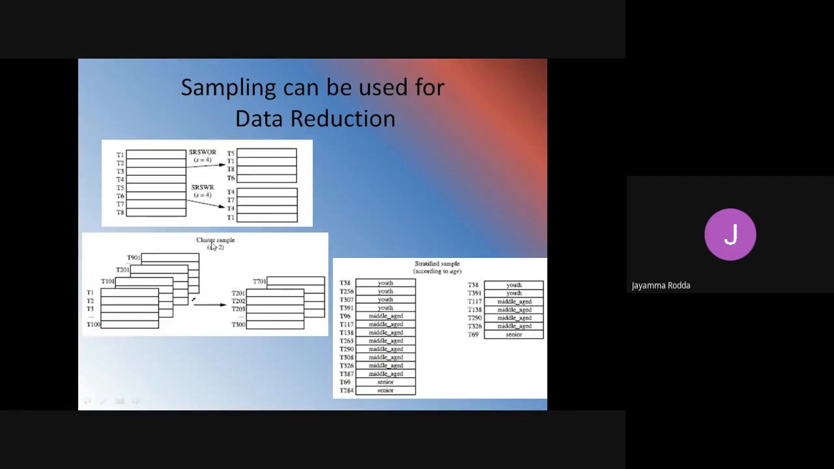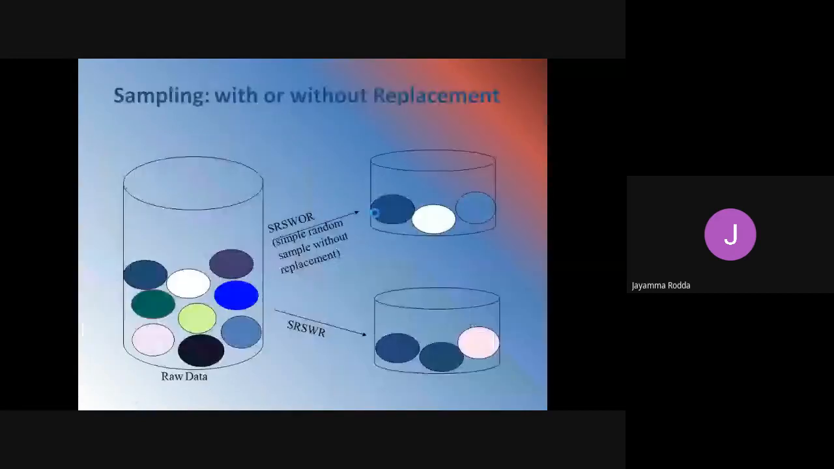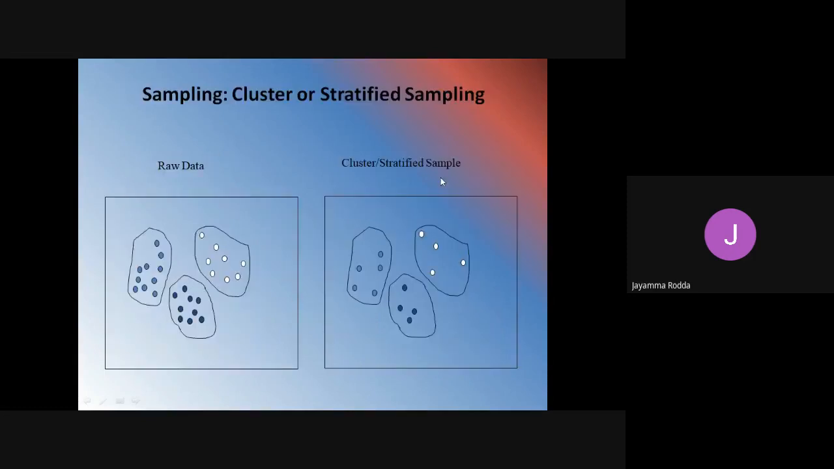And here, sampling based on the cluster, and here sampling based on the replacement and non-replacement policy. This is also given more diagrammatically. So here, simple random sample without replacement and simple random sample with replacement. In without replacement, there is no replacement of data, but in with replacement, the data is replaced. And this is the raw data, or cluster or stratified sample, taking only the data from this cluster that is required for the sampling. Those points only are taken. This point is needed, and this point is needed.